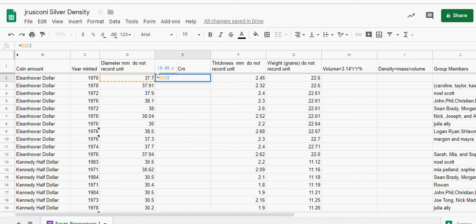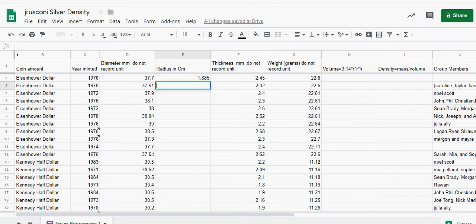So I'm going to go back to the formula, and I can double click in the formula. I'm going to do this first: I'm going to put parentheses in for order of operation. So you notice I put open parenthesis D2 divided by 2, and then I'm going to divide that whole thing by 10. And what I get is that the radius of this coin, the Eisenhower dollar, was 1.885 centimeters.